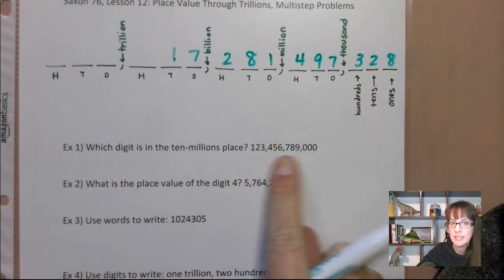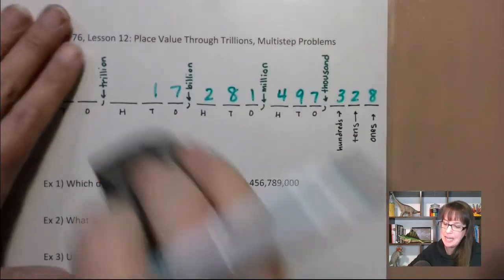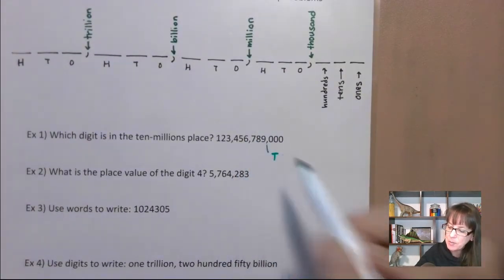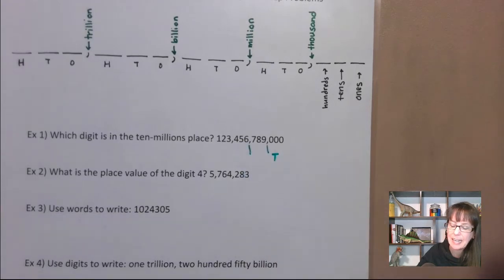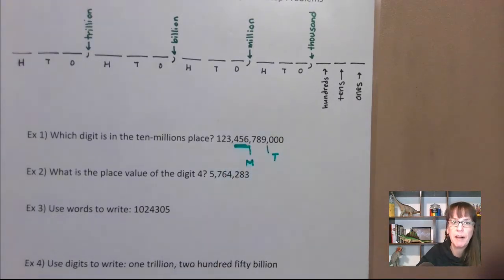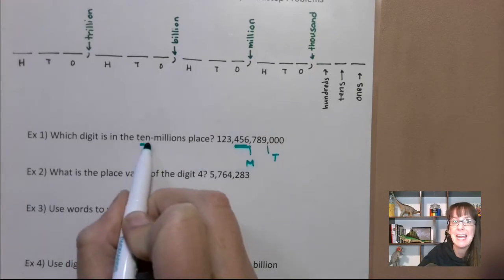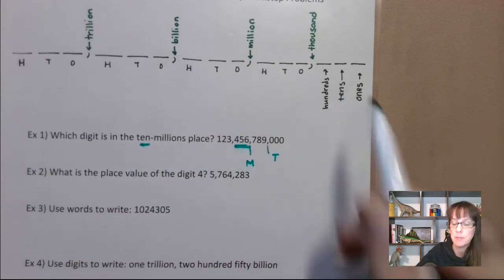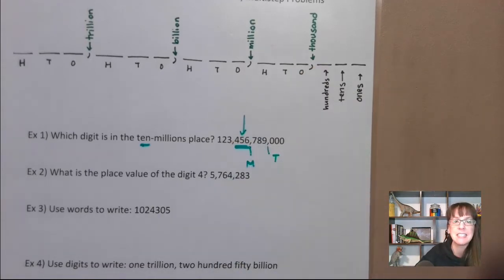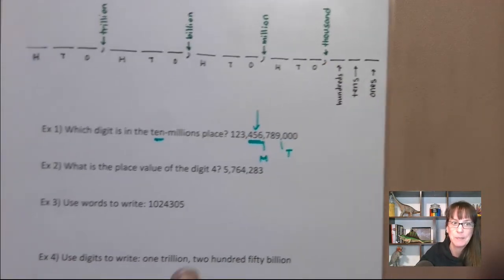So taking a look at this guy right here, which digit is in the 10 millions place? Well, remember, this guy is thousands. This guy is millions. So our millions are this 4, 5, and 6, and we want the one that's in the tens position. Remember, the tens position is right in the middle. So in this case, our 5 is in the 10 millions position.